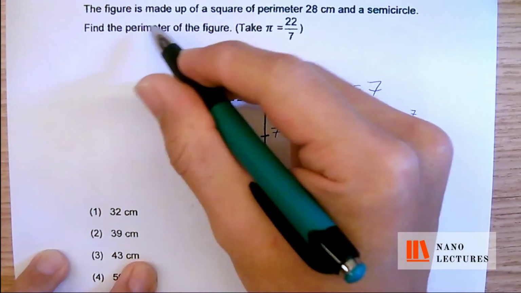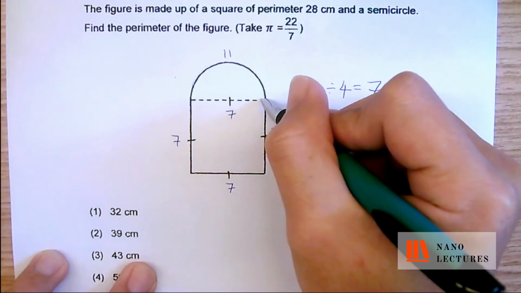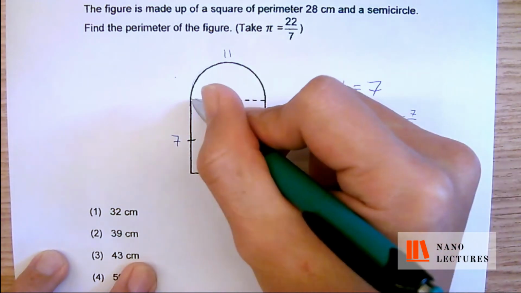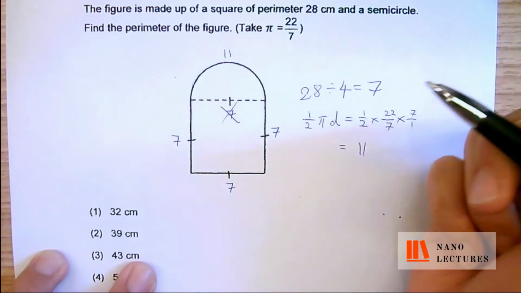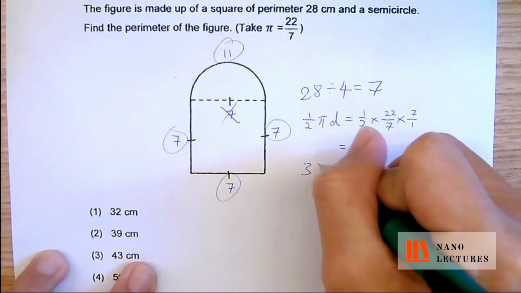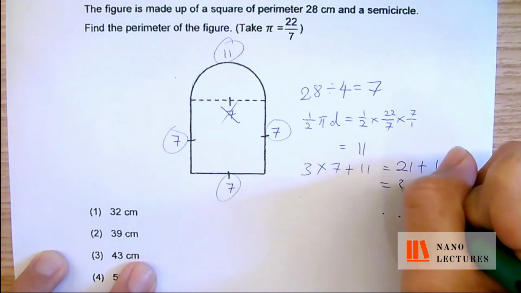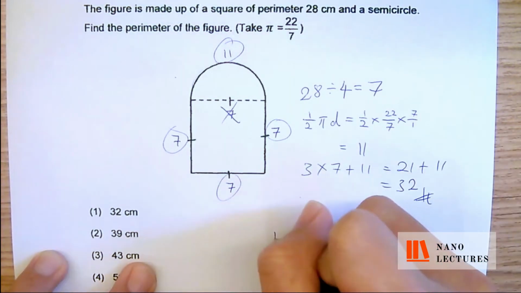So when I add up to find the perimeter, do not add this 7 up, because this 7 is not part of the perimeter. This 7 is merely to show you that this square exists, that's all. So do not add this up. So it will be 7 plus 7 plus 7 plus 11. So it's 3 times 7 plus 11, giving us 21 plus 11. So therefore, we'll be getting 32. So answer will be option 1.